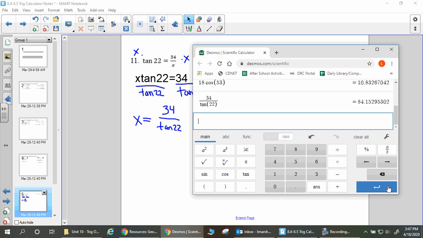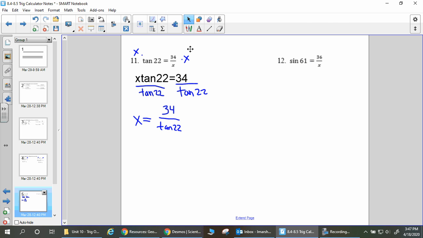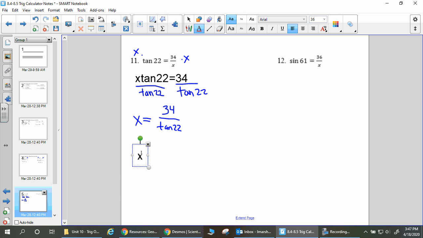Everybody should have the same decimal, 84.15. Again, we're going to the nearest tenth. The 5 is going to round me up, so I'm going to get 84.2.